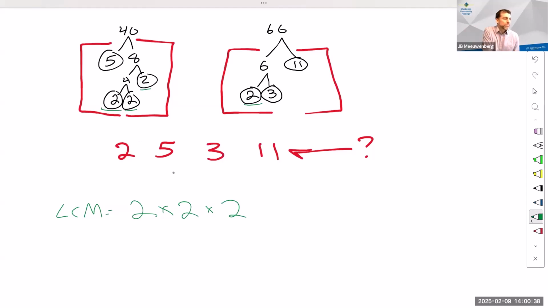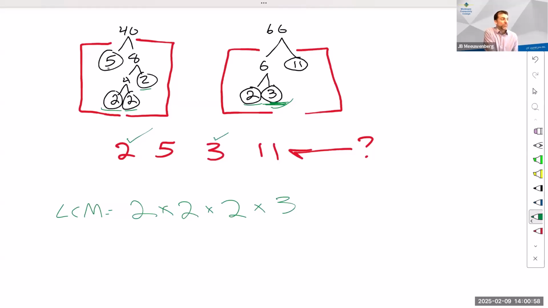Well, we're done with the 2s. Just to keep things in numerical order, I'm going to do the 3s next. So we've got a 3 in the 66. We don't have any in the 40. So the maximum number of times it occurs is just this one time. So we need to include a single 3. We're done with our 3s.